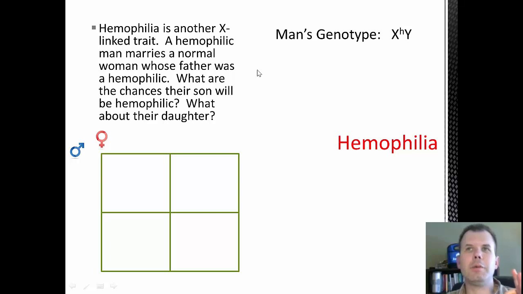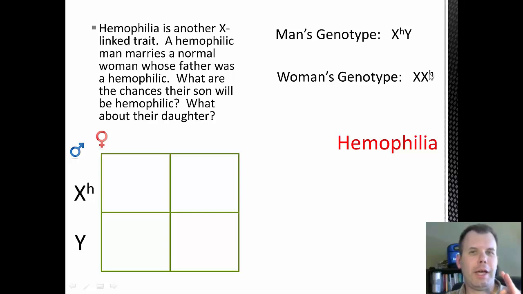Because he's a hemophiliac. Now for the woman, we see that she's normal, so we know she at least has one copy, good copy of the X. Now the other X comes from their dad, and we see that her dad was a hemophiliac, so she got a bad copy from dad. So her genotype is going to be X with an XH because she has a hemophiliac dad. And so she got one bad copy, but again, she's normal because she has one good copy over here as well. Okay? So hers goes up here.